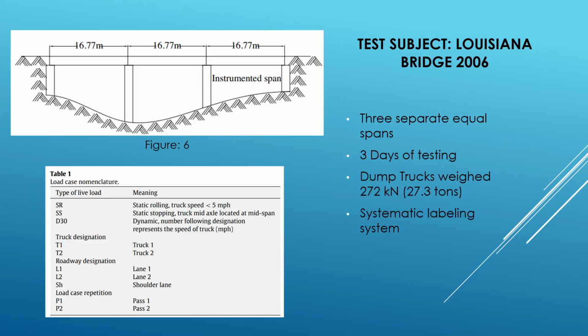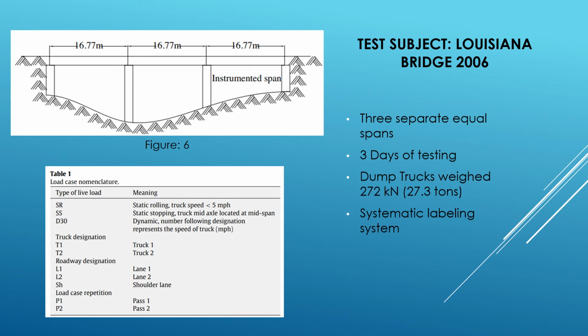One of the test studies for the AE technique was done on a bridge in Louisiana in 2006. This bridge consists of 3 separate equal spans as seen in Figure 6. This test was 3 days long and had weighted trucks weighing roughly 272 kilonewtons, or 27 tons, running over it to give the stress needed.